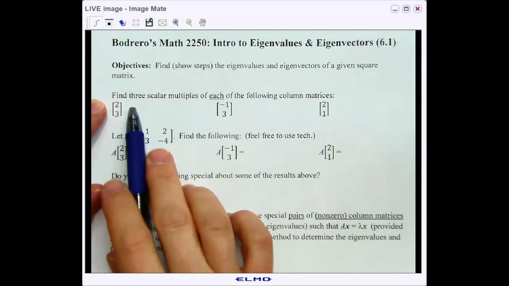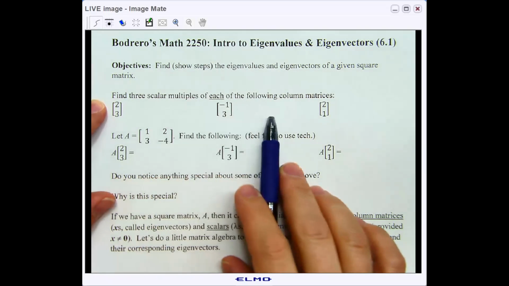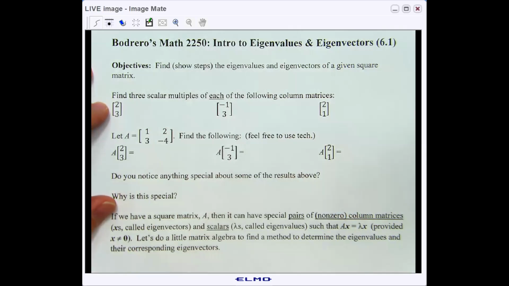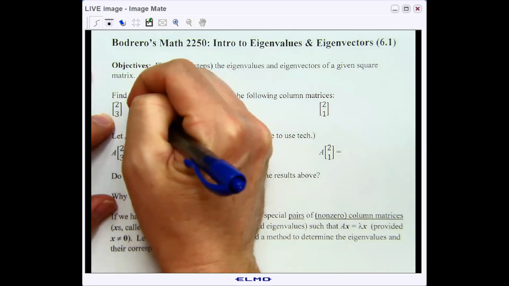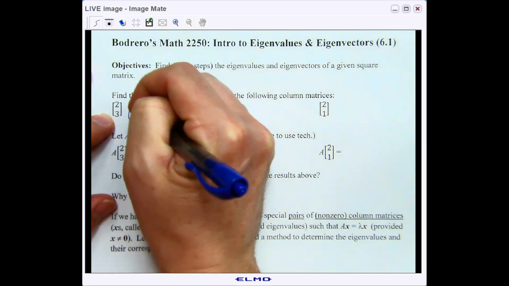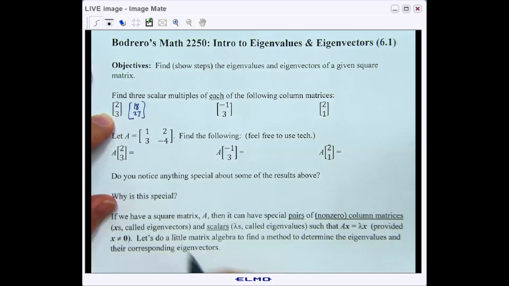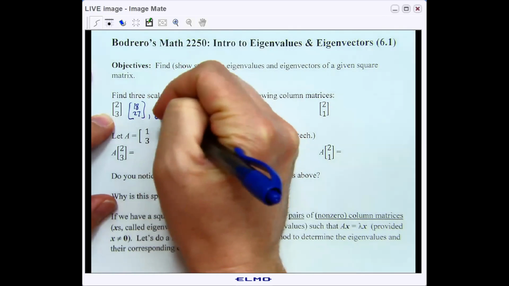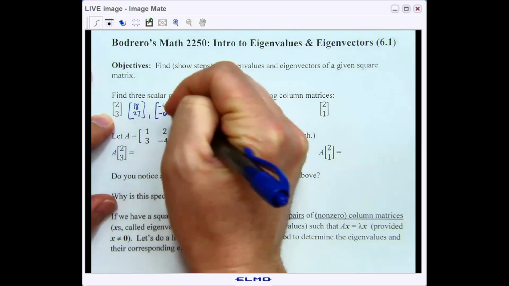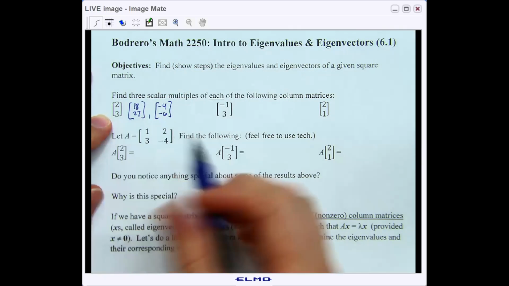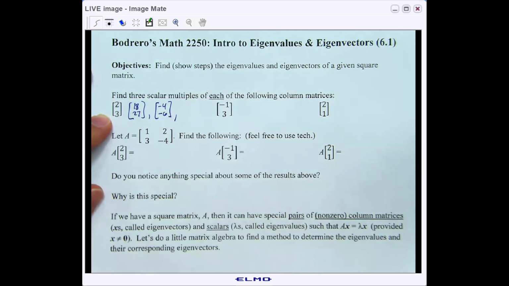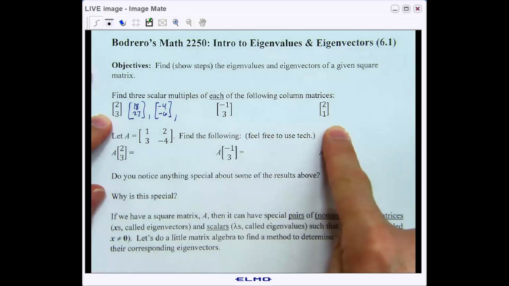I want you to find three scalar multiples for each of the following column matrices. For example, for 2, 3, a scalar multiple might be 18, 27. Or we might have -4, -6, so that this is a scalar multiple of the original. I'm going to pause this while you find some scalar multiples of these.